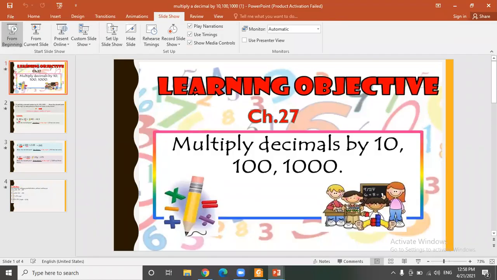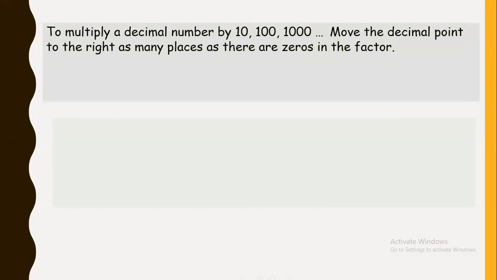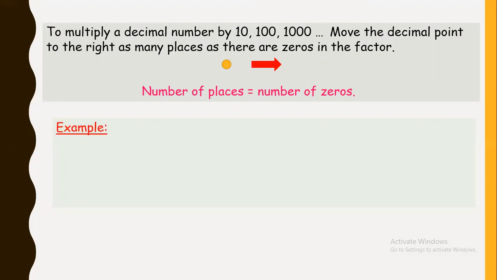Hello, in this video we will talk about chapter 27, multiply decimals by 10, 100 or 1000. To multiply a decimal number by 10, 100, 1000, move the decimal point to the right as many places as there are zeros in the factor. So we will move the point to the right and the number of places is equal to the number of zeros. Let's take an example.